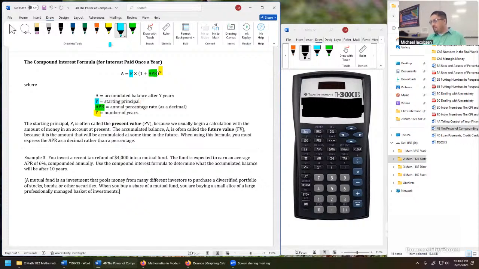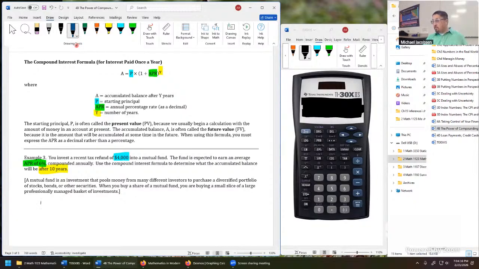So 4,000 is being invested into a mutual fund. The fund is expected to earn an average APR of 6% compounded annually. There's some risk there. We don't know if it's really going to be 6%, but assuming it hits that average and you make no withdrawals whatsoever, no further deposits, we can use the formula above to determine what the accumulated balance will be after 10 years.